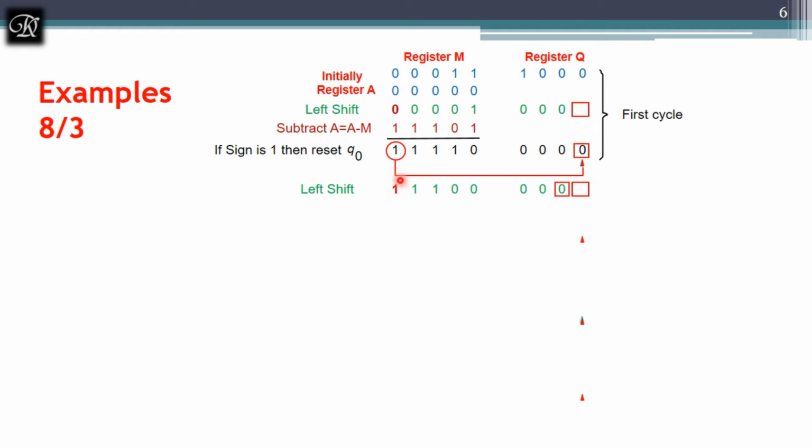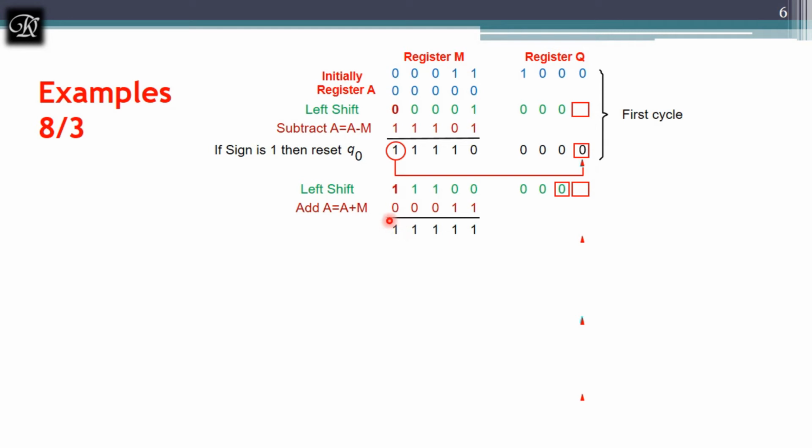What is there in A? Now it's a negative number. When you are having a negative number, what you have to do in the non-restoring method is add. When you are performing add, you are just adding negative 4 plus 3. The answer will be negative 1.